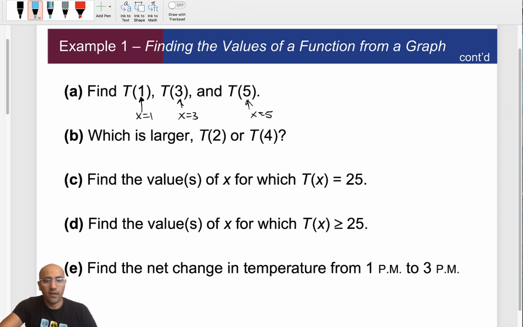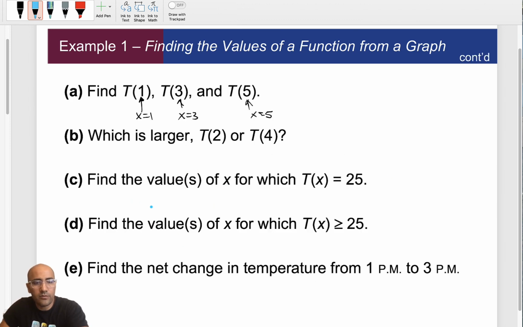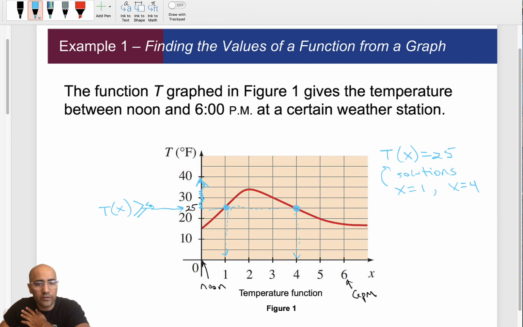Not fun. Anyway, find the values of x for which T of x is greater than or equal to 25. Very similar to the previous question, except here we want to find all the values where T of x is equal to or greater than 25. And so that's going to be this section of the t-axis. Starting from here, I want to figure out all the input values that result in a value higher than 25, so greater than or equal to 25.